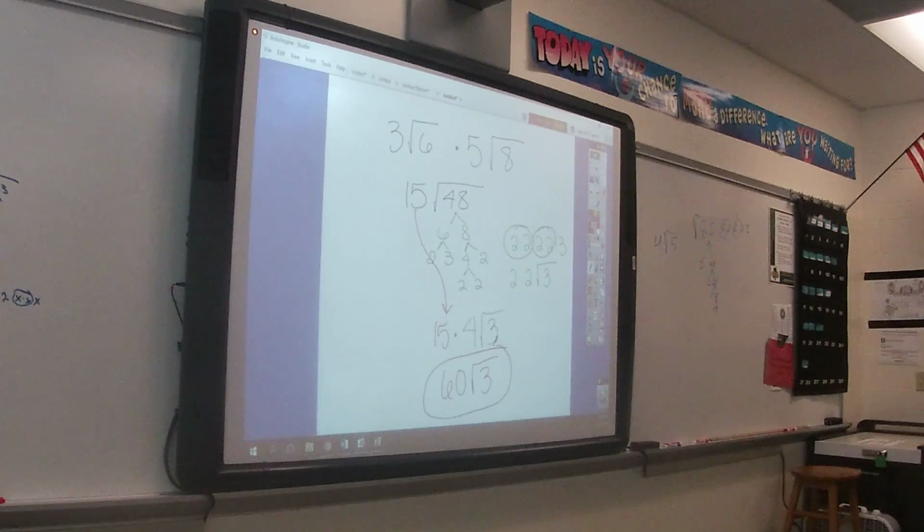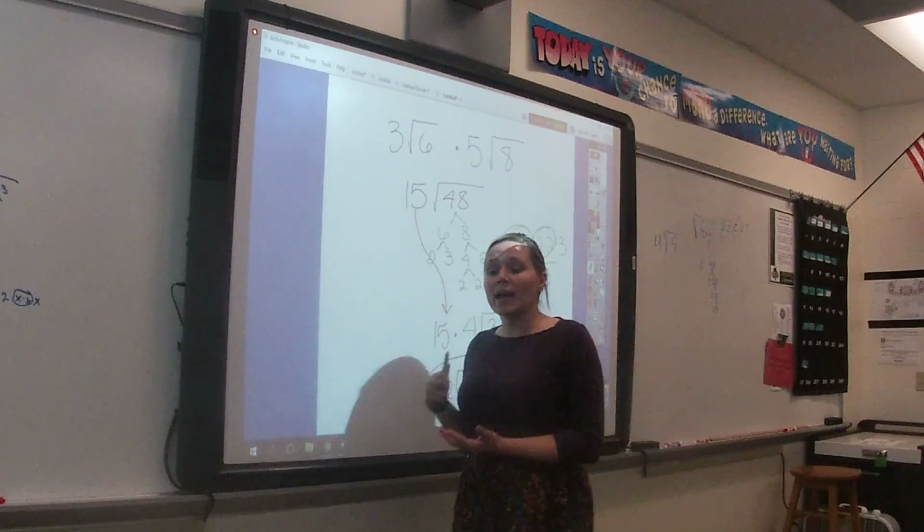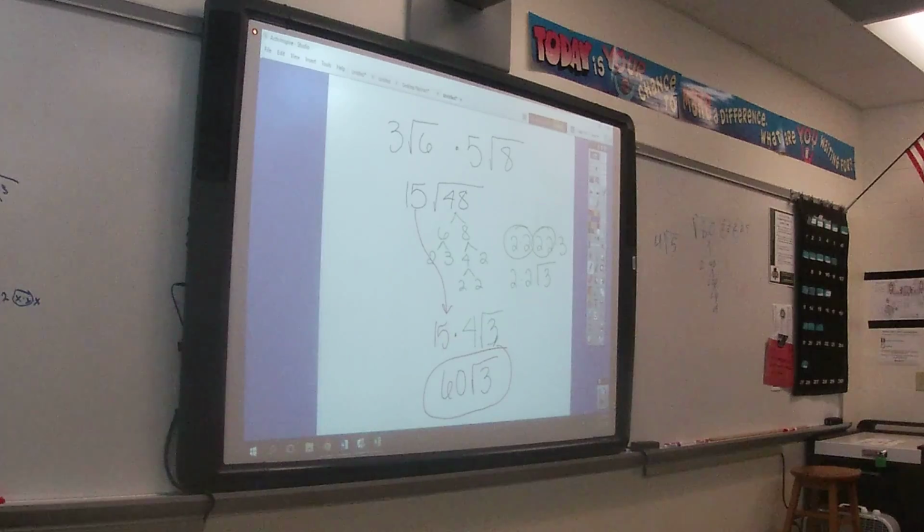Okay, so overall, our large objective is that if we can add them, we're going to add them. If we can multiply them, we're going to multiply them. And then we're always going to get our answer in simplest form.